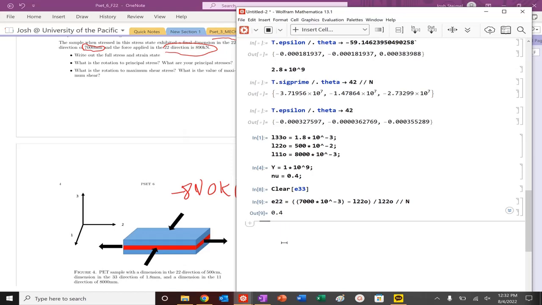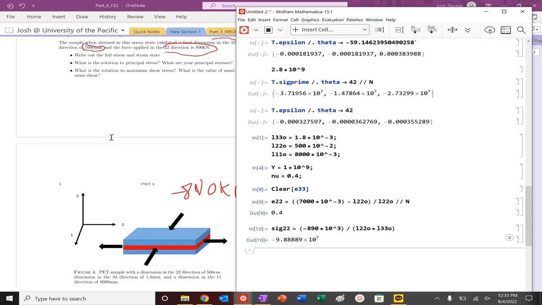Okay, we're also told that the force applied in the 2-2 direction is, so my sigma 2-2 is going to be equal to minus 890 times 10 to the 3 divided by, if I'm pushing in the 2-2 direction, that means I am dividing by my length in the 2-2 direction times the thickness L33 naught. So that is my stress in the 2-2 direction.